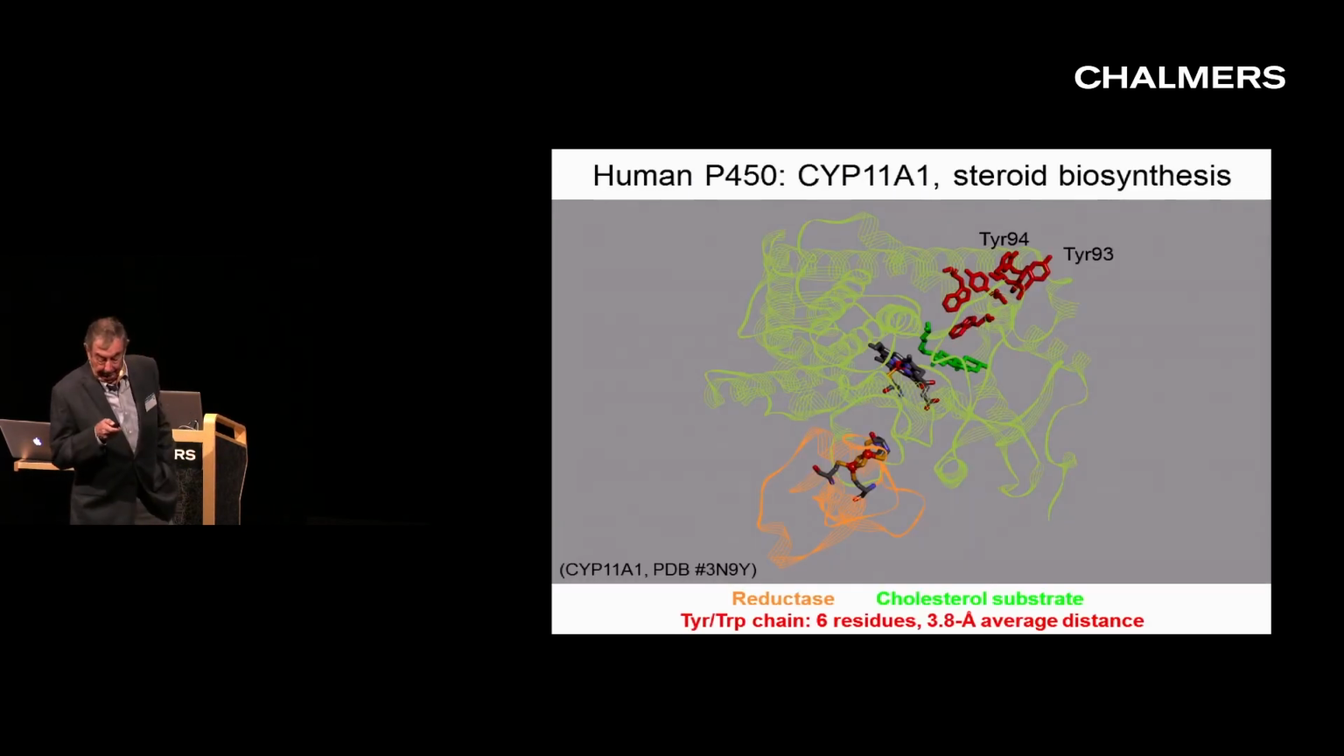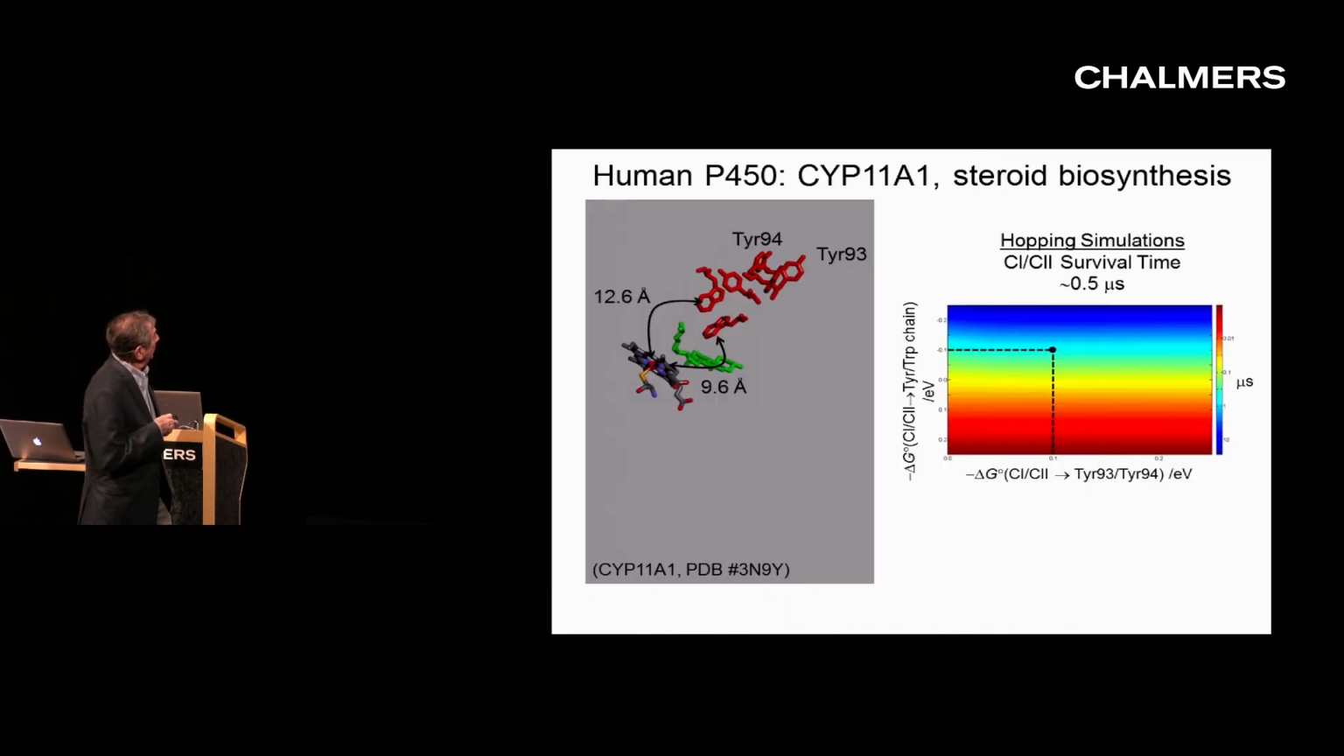I'll just give you a couple to finish this talk. Here's the chain that we discovered in the human P450, this one that oxidizes cholesterol. There's a long chain that starts with tryptophan and then goes through a bunch of tyrosines out to the edge. And we can calculate the survival time of a hole through this big chain that we've discovered in the structure of this enzyme, and the survival time is very short.